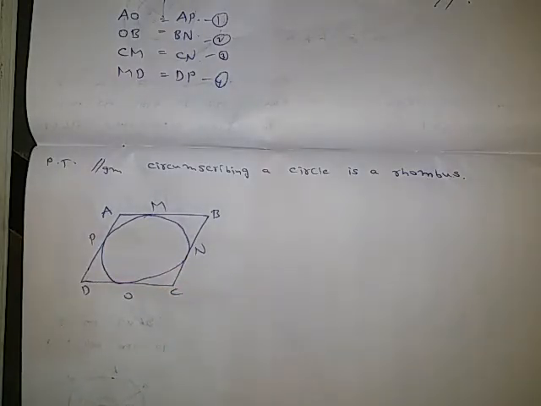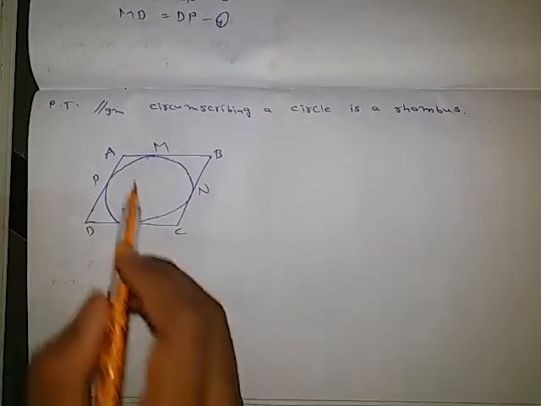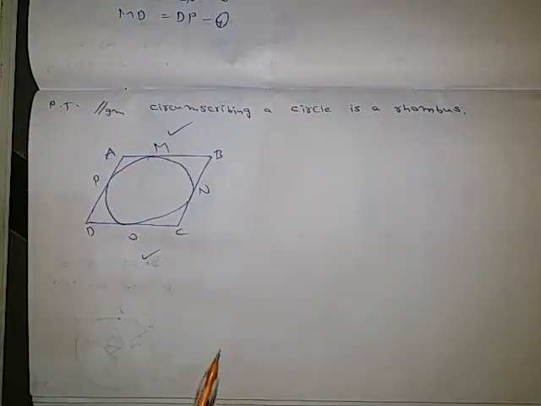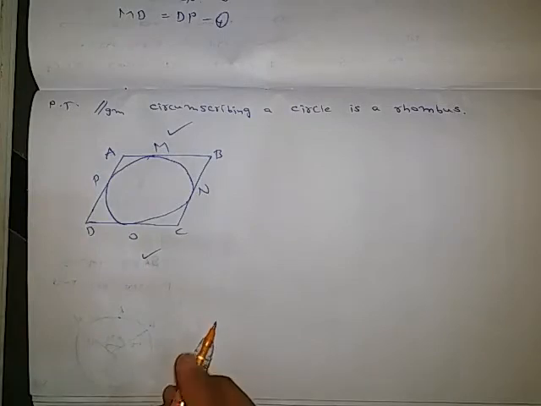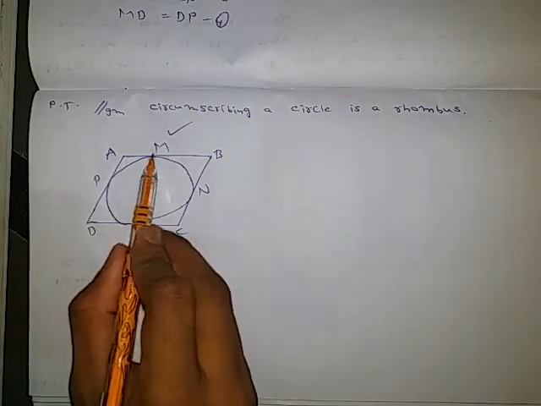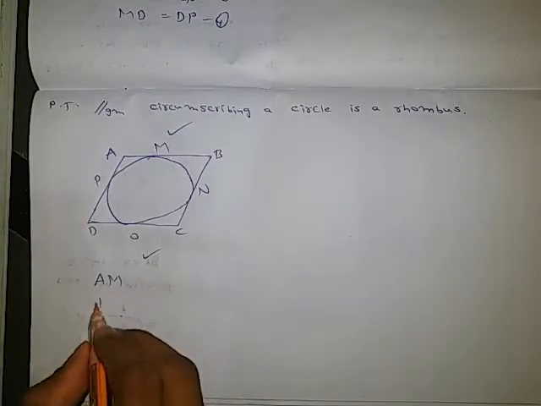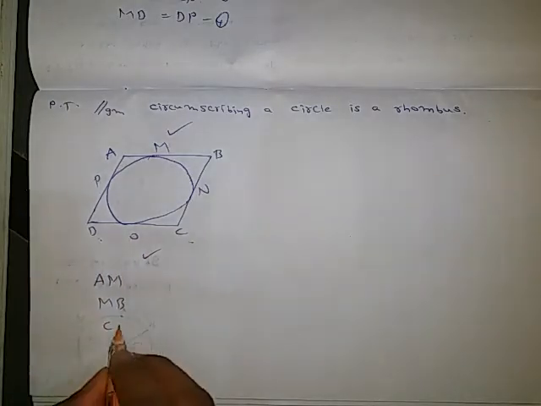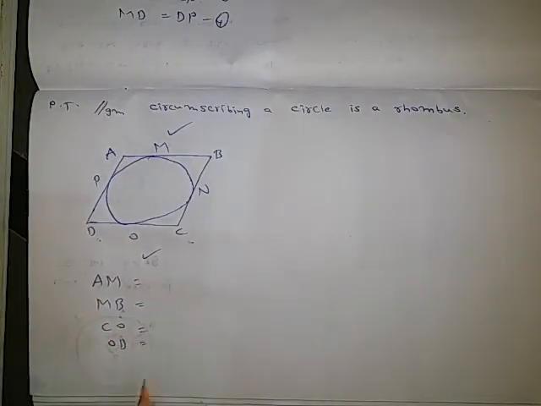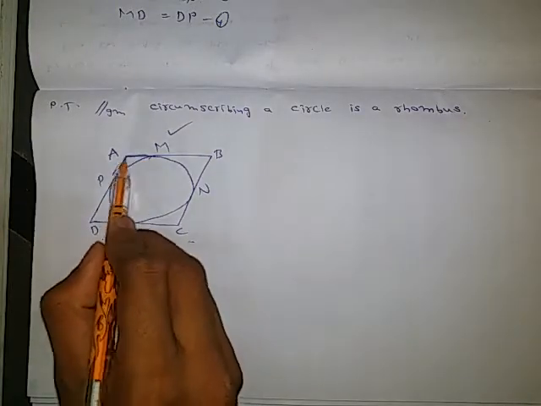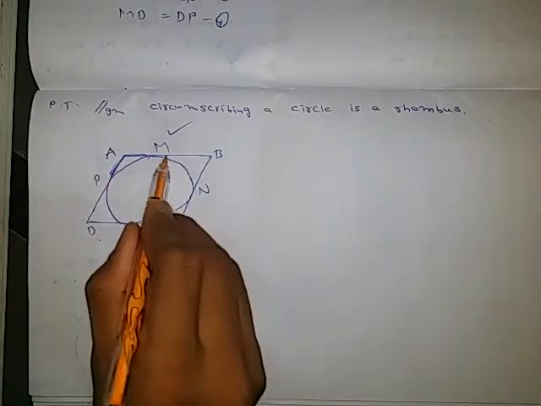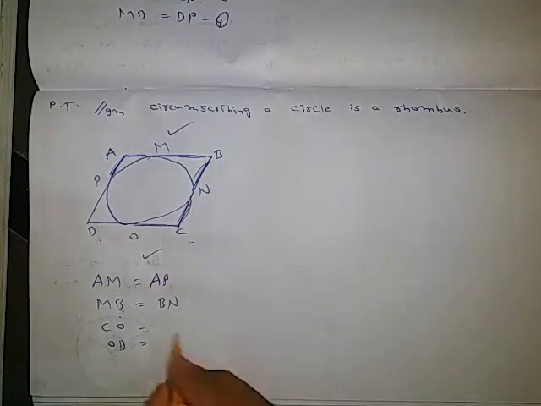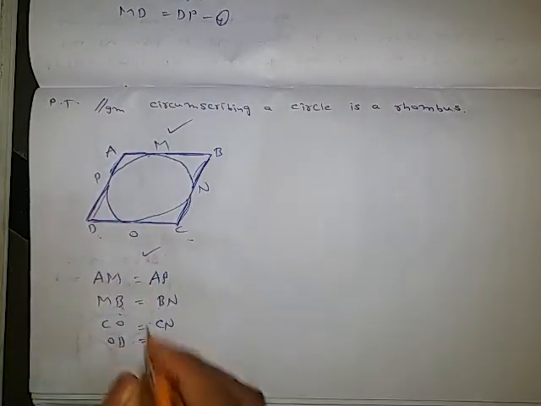So now same as it is, I am taking these two sides first. AB is nothing but AM plus MB, right? AM plus MB. Here downside total CD is nothing but CO plus OD. So CO plus OD, which is equal. AM is nothing but AP. MB is nothing but BN. CO is nothing but CN. OD is nothing but PD.